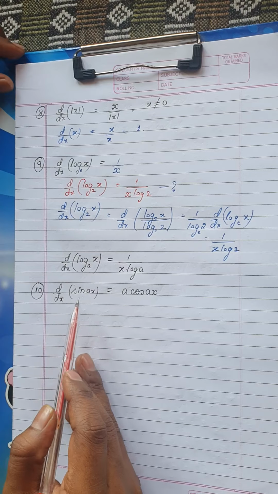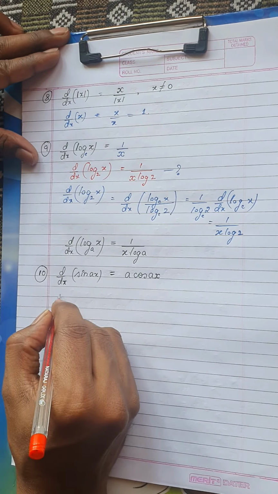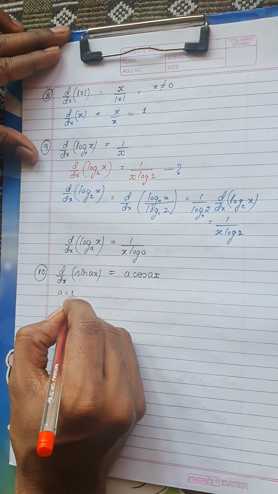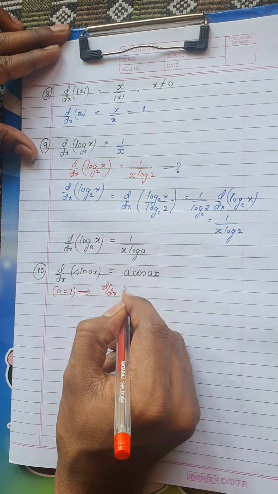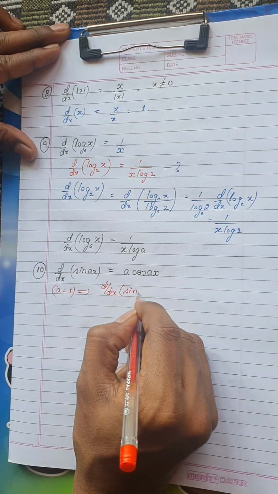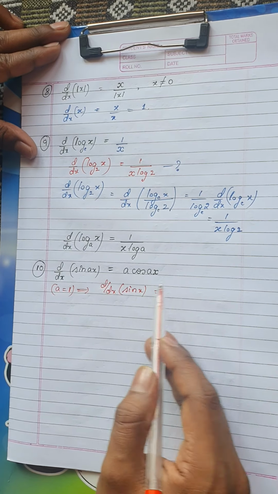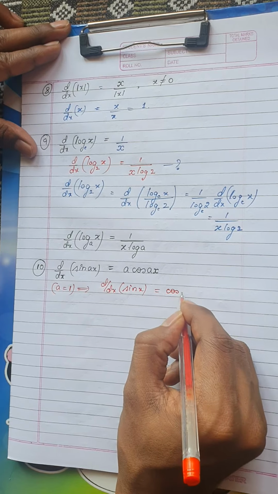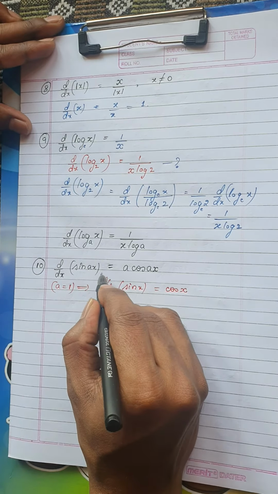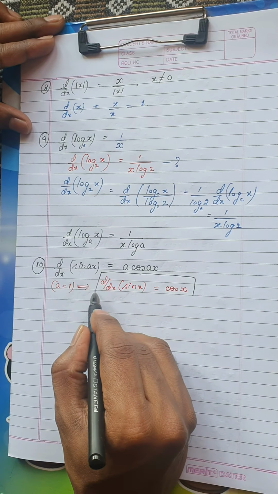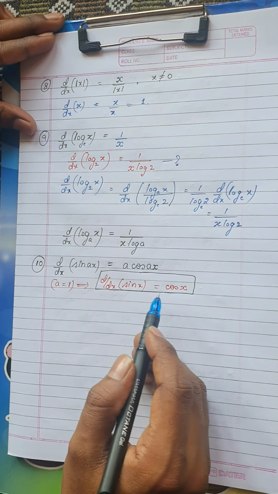So derivative of sine ax is nothing but a cos ax. The special term is if I put a is equal to 1, remember d by dx of sine ax becomes sine x. So a is nothing but 1, and if 1 is multiplied by any term, the term remains. So this is nothing but cos x. We are going to use this directly: the derivative of sine x is cos x. Remember, the derivative of sine x is cos x.